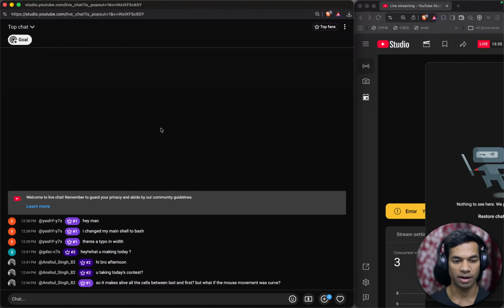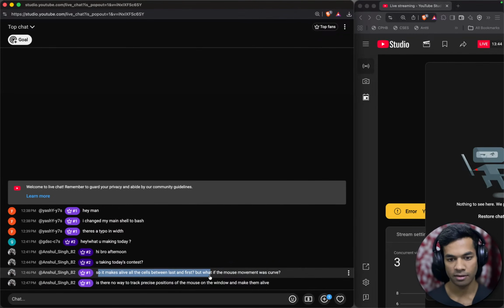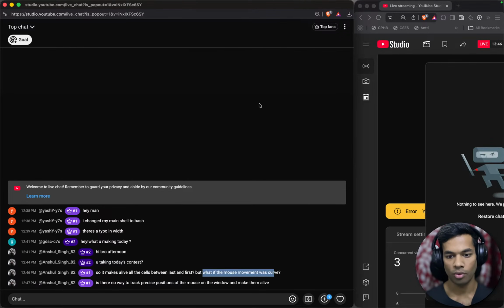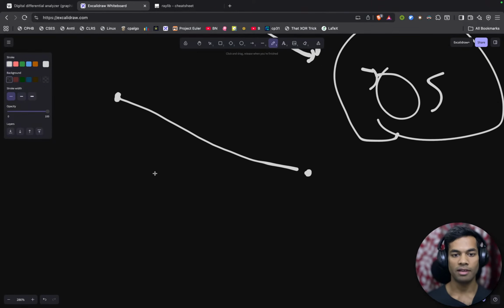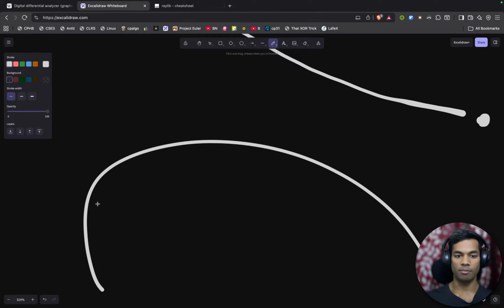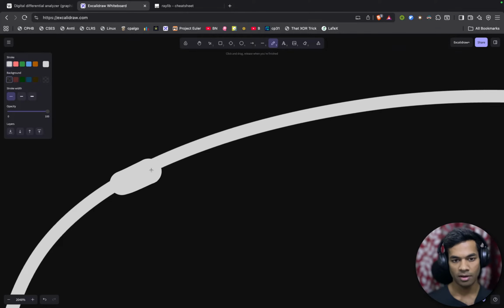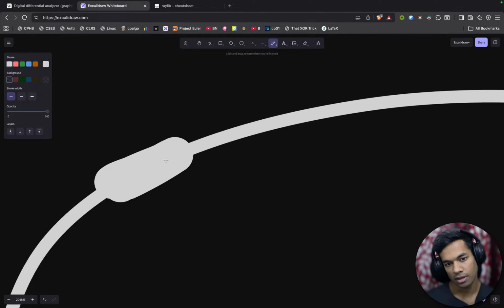Nope, I don't think right now is the right time. I don't want to take the context just yet. So it makes alive all the cells between last and first. Yes, but what if the mouse movement was curved? That is the point. Since mouse movement is updating 60 times a second, the line between the points is almost a straight line, right?